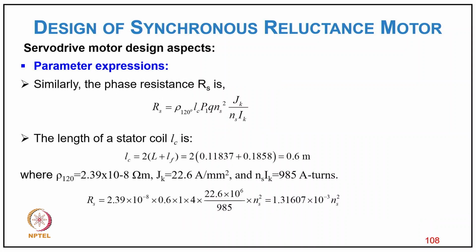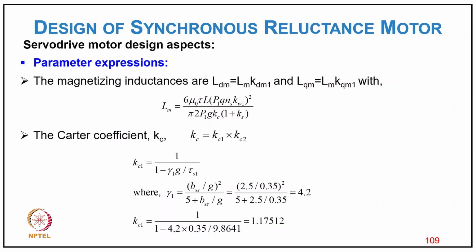Similarly, phase resistance RS equal to ρ120 LC P1Q S NS square JK upon NS times SK. The length of stator coil is LC equal to 2L plus LF. So putting values, it is 0.6 meter, and ρ is 2.35 × 10^-8 ohm meter, and JK is 22.6 ampere per meter square, and SK is 8985 ampere turns. So RS comes, putting a value, 1.31607 × 10^-3 NS square.